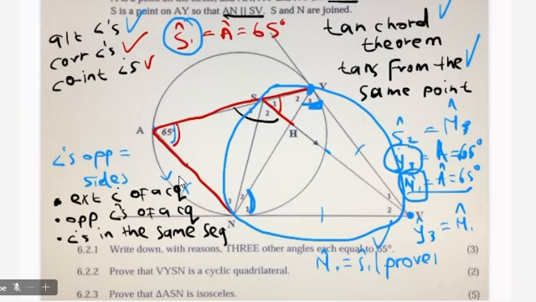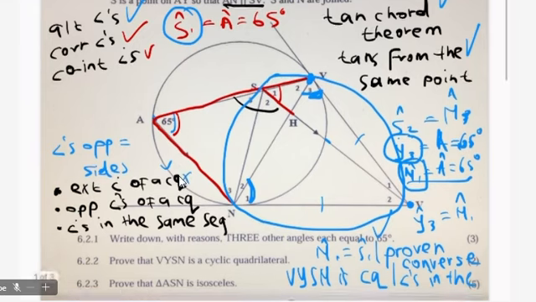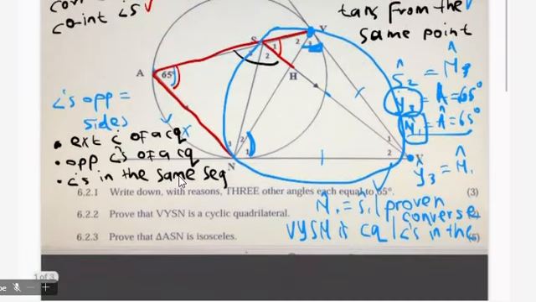Now we can say VYSN is a cyclic quad. Why? Because of converse angles in the same segment. So it's converse angles in the same segment. So we have also proven the second question.